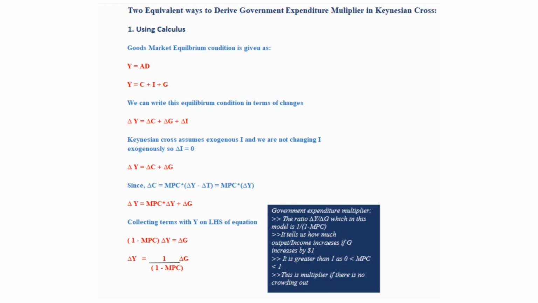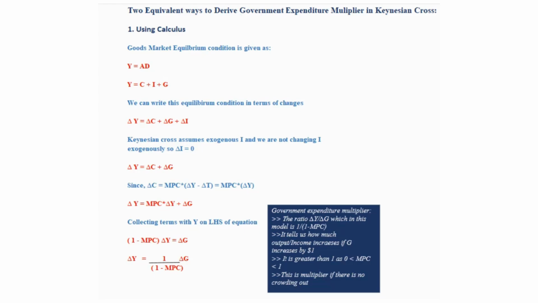Now, taxes are not changing in this case, we're only changing government spending when we're looking at the government expenditure multiplier. So then this becomes delta C is equal to MPC times delta Y. So now we have overall delta Y is equal to MPC times delta Y plus delta G. Now we collect terms with Y on the left hand side of the equation, and then we get 1 minus MPC times delta Y is equal to delta G.